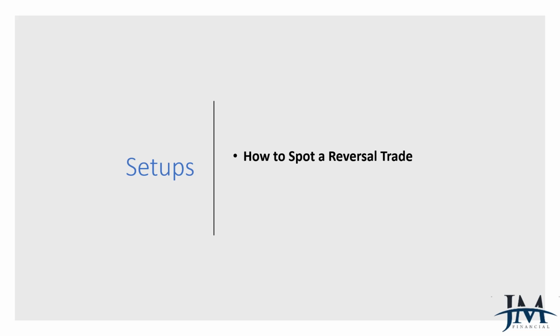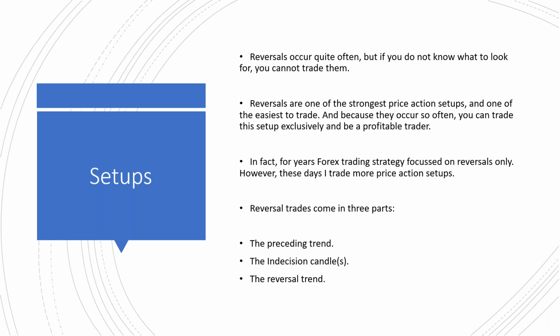Now, a lot of people are reversal traders. Reversals occur quite often, but if you don't know what to look for, you cannot trade them. Reversals are one of the strongest price action setups and one of the easiest to trade. And that's because they occur so often. You can trade this setup exclusively and be a profitable trader. In fact, for years, Forex trading strategies focused on reversals only. However, these days, I trade more price action setups. So reversals come in three parts: the preceding trend, the indecision candle, and the reversal trend.